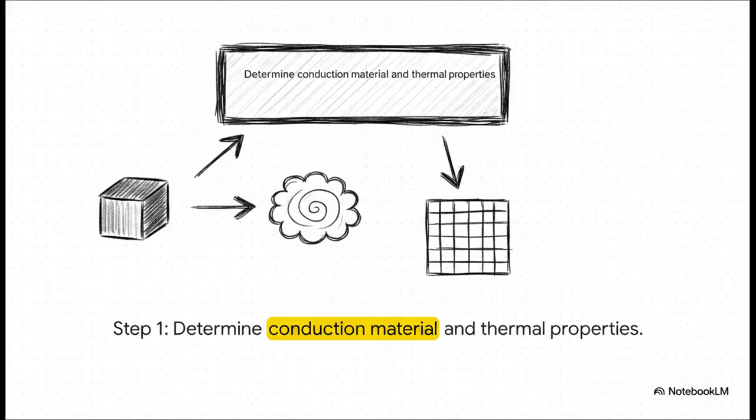You always begin by assessing the solid itself. You've got to determine the conduction material and its approximate thermal properties right off the bat. Like, does it have high or low conductivity? Is it super dense or is it lightweight? Getting this fundamental first step right is absolutely crucial because it dictates everything that follows in your flowchart.